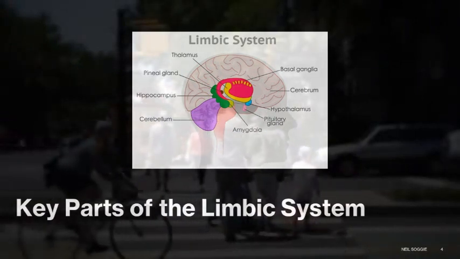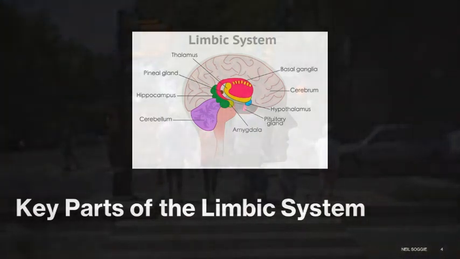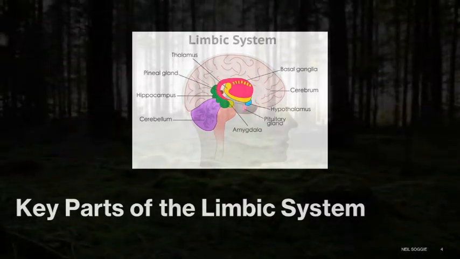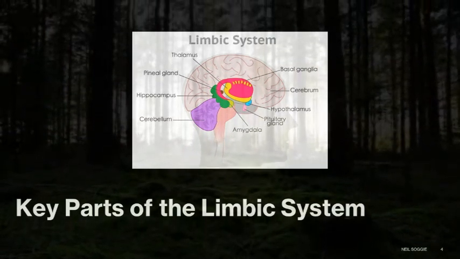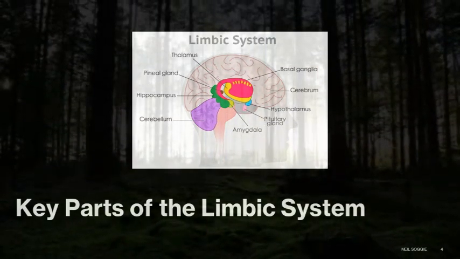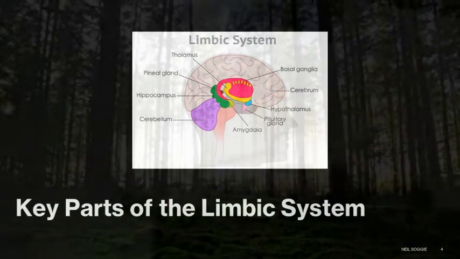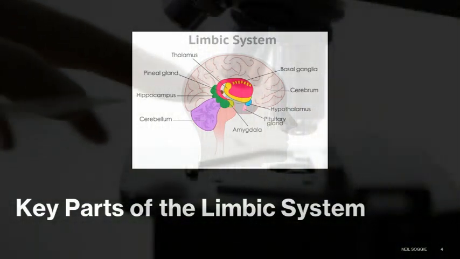Then we have the cingulate gyrus, and this is part of the cerebral cortex and serves as a bridge between the limbic system and the higher cognitive functions of the brain. So it plays a role in emotional processing such as empathy and social interactions and regulating emotional responses to things like pain and conflict. And then we have the basal ganglia.